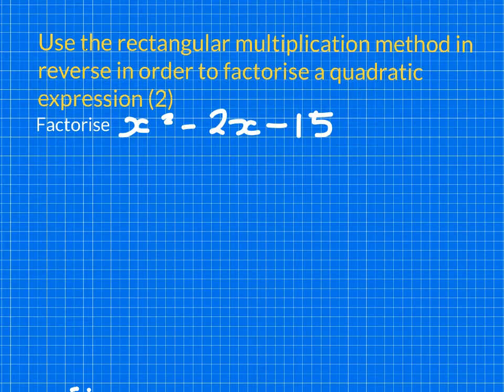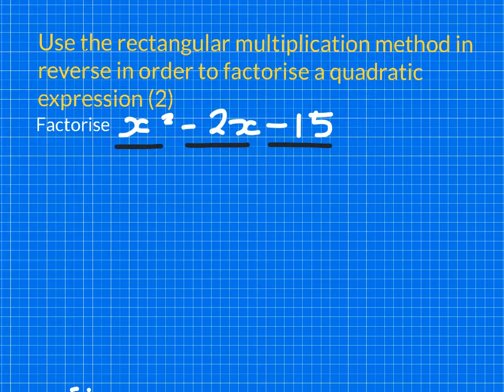Use the rectangular multiplication method in reverse in order to factorize a quadratic expression. This is a quadratic expression. It has an x squared term as the highest order of algebra. It usually then has an x term and it has a constant term.